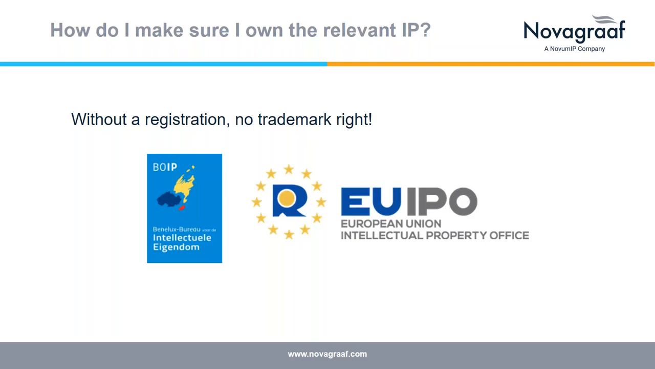The where is important, as in where are you registering, in which countries or which territories? Where do you use the mark? Where do you produce the mark, for example? And what for, the fourth W, is which goods and services are you going to use the trademark for, now or in the future?